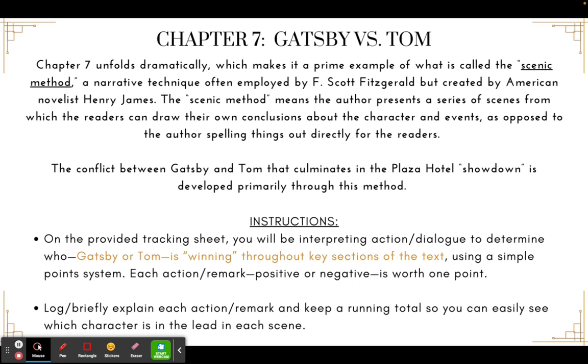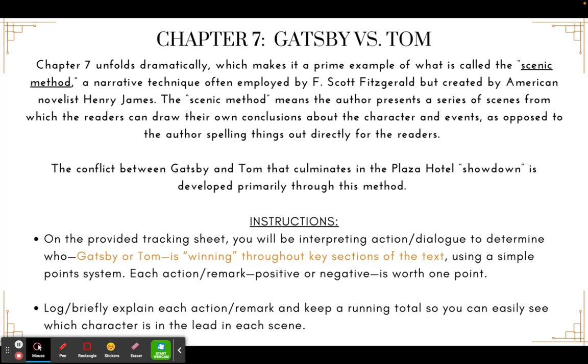For part of the slides, we're going to be looking at Gatsby versus Tom. So, chapter 7 is when everything kind of comes to a point. It's what is called a scenic method, a narrative technique that is often employed by F. Scott Fitzgerald, but it's created by American novelist Henry James. The scenic method means that the author presents a series of scenes from which the reader can draw their own conclusions about the character and events, as opposed to the author just spelling things out.